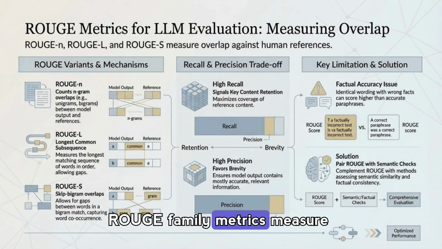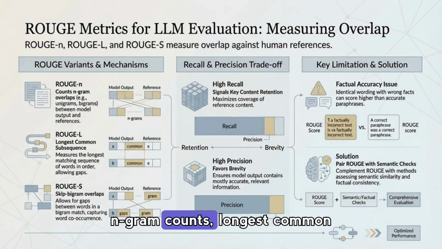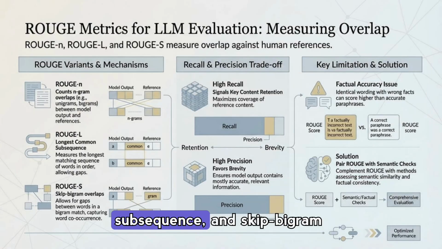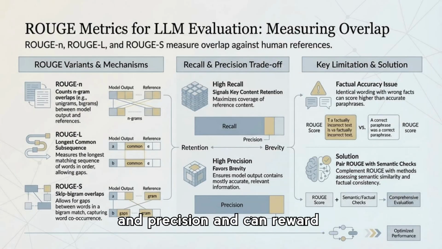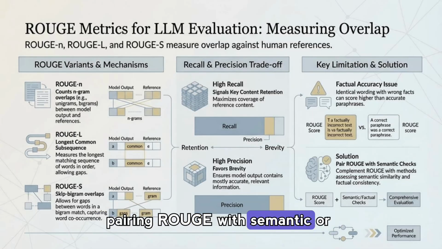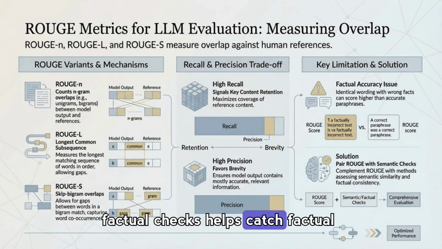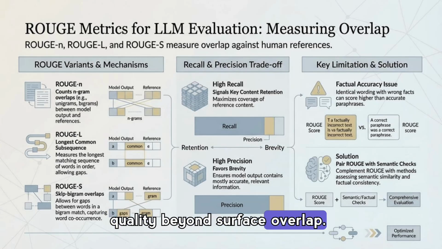ROUGE family metrics measure overlap with human references using n-gram counts, longest common subsequence, and skip-bigram matches, but they trade off recall and precision and can reward superficial paraphrasing. As shown, pairing ROUGE with semantic or factual checks helps catch factual inaccuracies and gives a more comprehensive view of summary quality beyond surface overlap.